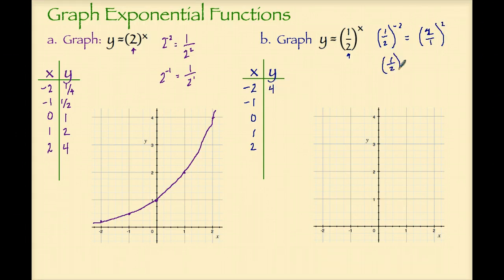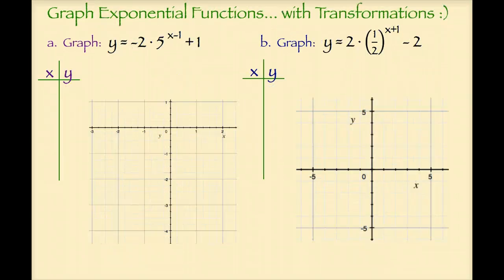1/2 to the -1, again the -1 flips the fraction, this becomes 2 over 1 to the 1 power, which of course is 2. 1/2 to the 0 is 1, 1/2 to the 1 is 1/2, and 1/2 quantity squared, of course, is 1/4. -2, 4, -1, 2, 0, 1, 1, 1/2, and 2, 1/4. And this is an exponential decay curve. Again, the domain is still all real numbers, the range y greater than 0. That would change, of course, if you had a vertical shift, which brings up our next slide.